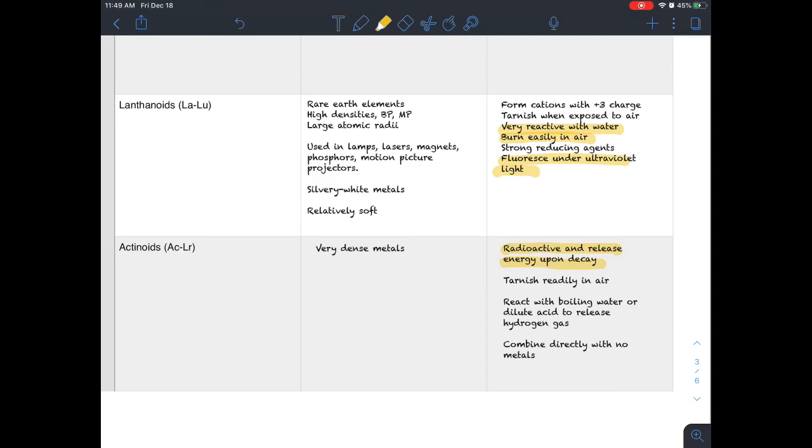These also share the property of tarnishing readily in air. They will react with boiling water, so the water has to have a lot of energy in it, or dilute acid to release hydrogen gas. Again, that's an important one. And they will combine directly with nonmetals. So some of the elements can form compounds with other metals. These ones do not react.